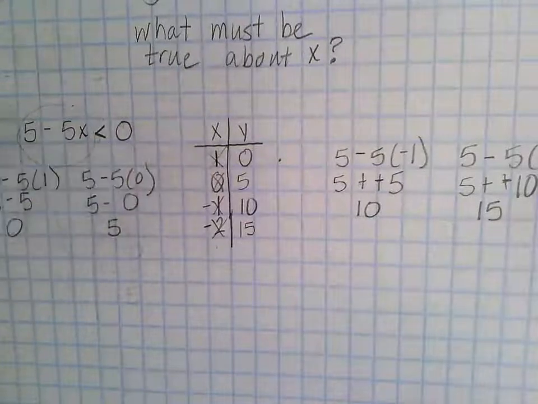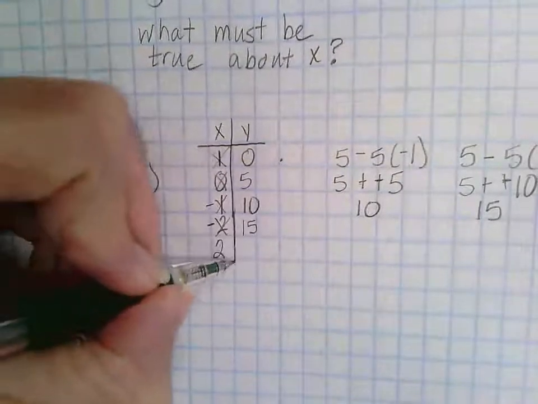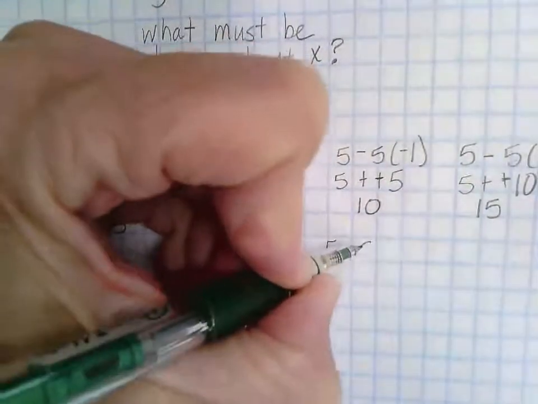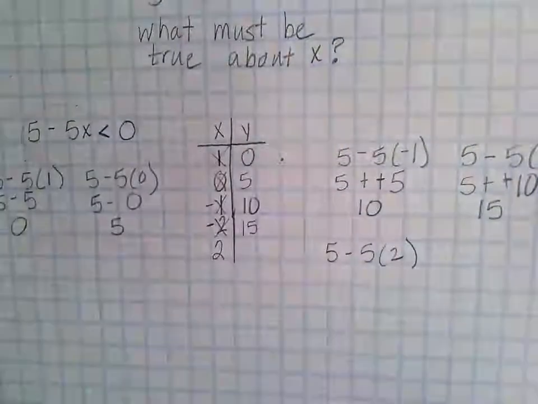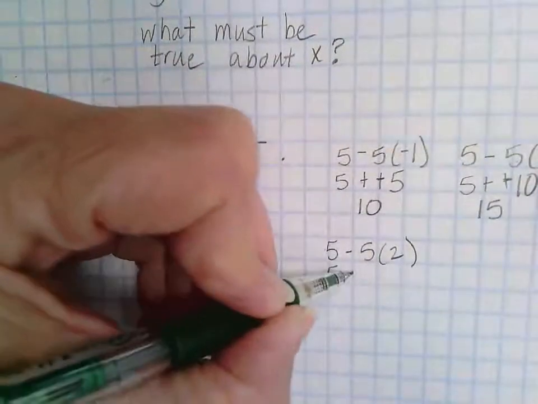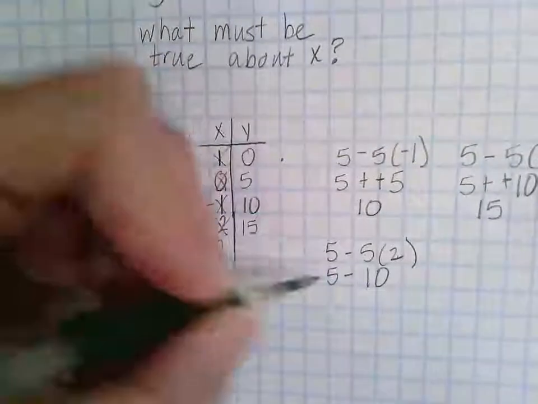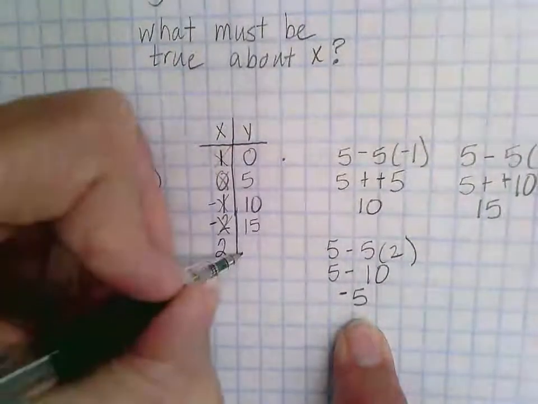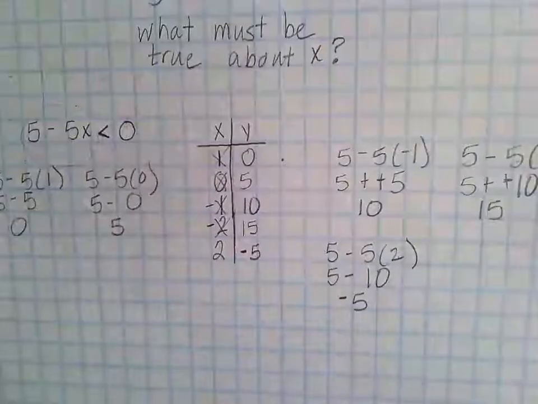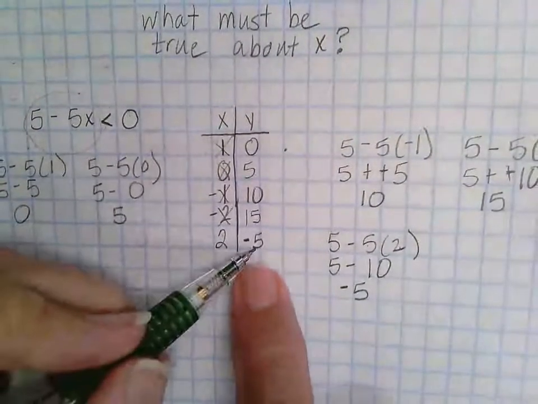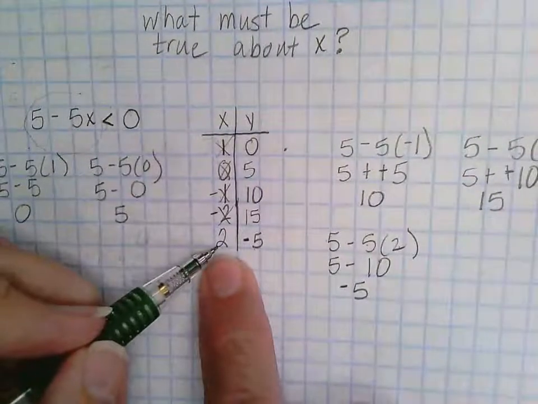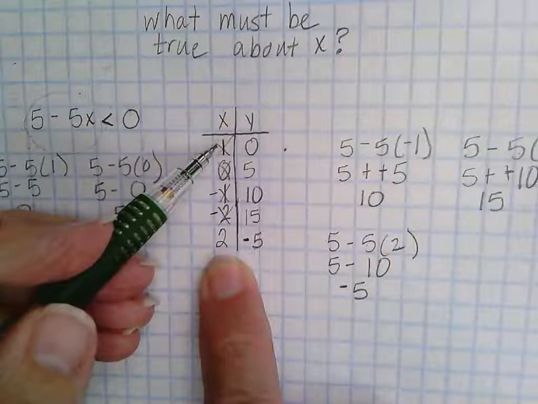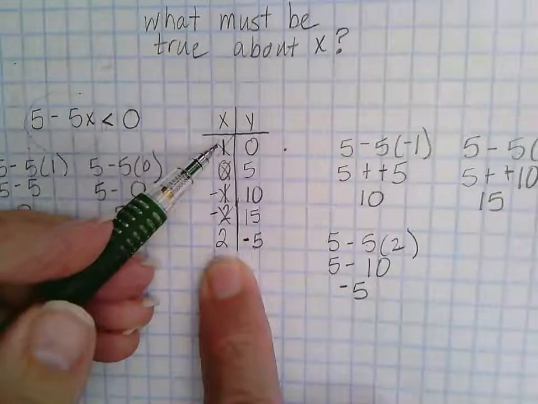What about trying more and more positive? Let's try a 2. 5 minus 5 times 2. Well, 5 minus 5 times 2 is 5 minus 10. Aha! Negative 5. I have a value that is negative when I put in a 2. I don't have a value that is negative when I put in a 1.